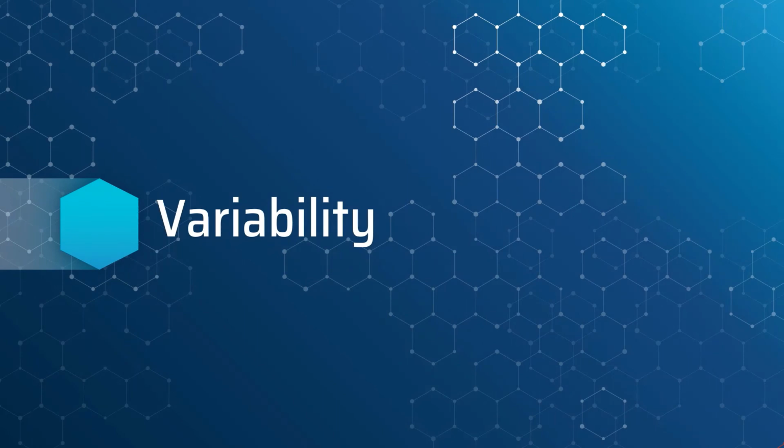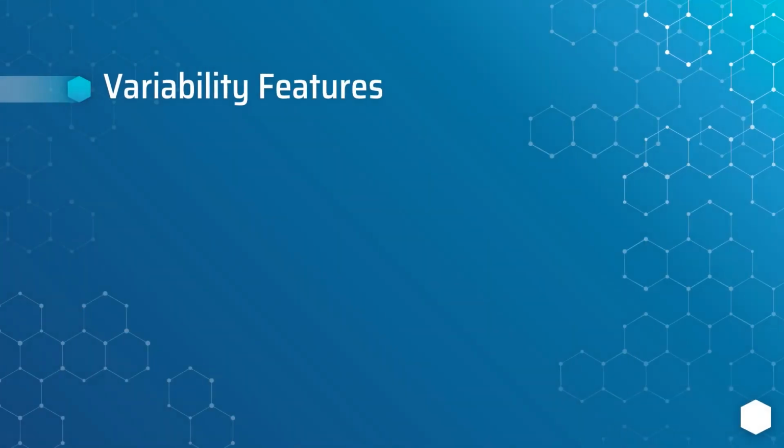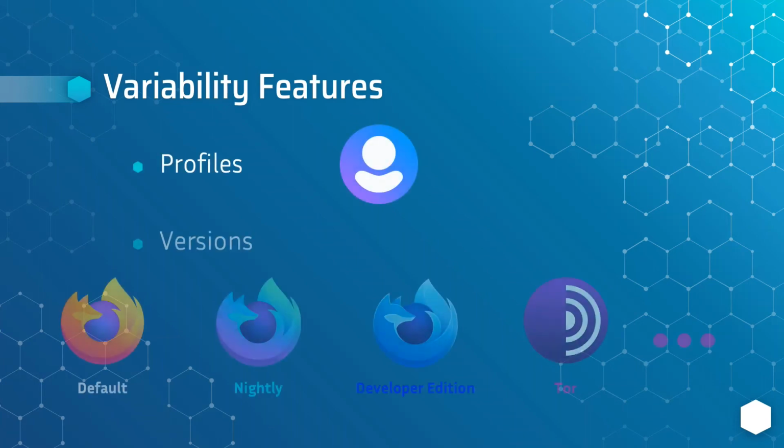Next up, we will look at the variability of Firefox, which we chose as the topic of our final essay. Firefox has many options for customization, configuration, and extensions provided by its variability features. Some of the variability features that support customization, change, and addition are the profiles. Another example of variability in practice are the different versions, including the default, nightly, developer edition, Tor, and many others that have been developed over the years. We'll first go into detail for the profiles and then continue with the versions.